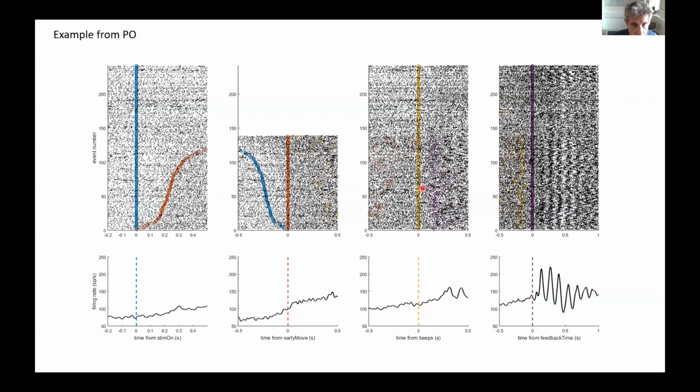When the beep comes, nothing really much happens, but it's here when the reward is delivered. Now you see this crazy oscillation. And this oscillation, I think, is because the mouse is licking very rhythmically to get the water. And even across trials, it normally licks in the same phase. So when you average it out, you get this oscillation in activity that correlates with the movements of the tongue.